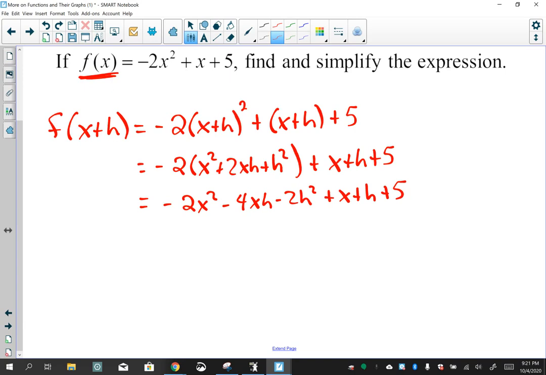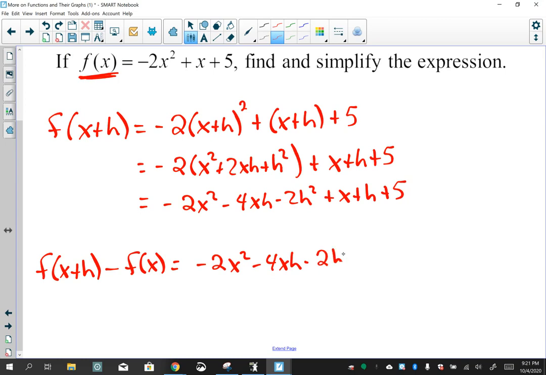Now we're going to take this answer here. Again, we're going to walk this down into steps so you can see what's happening. So we're going to take this answer, and then we're going to subtract f of x from this. So I'm just going to rewrite this whole entire line here. Minus 2h squared plus x plus h plus 5. And then what I'm going to do is I'm going to say minus this whole thing right here. So negative 2x squared plus x plus 5.